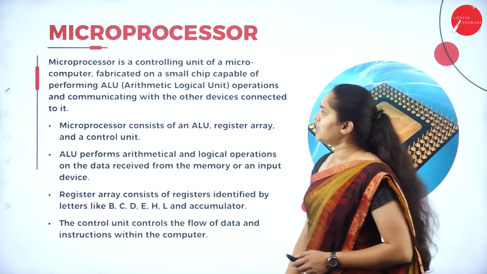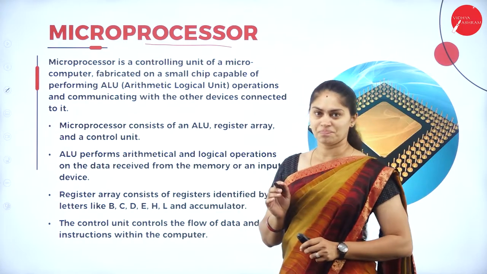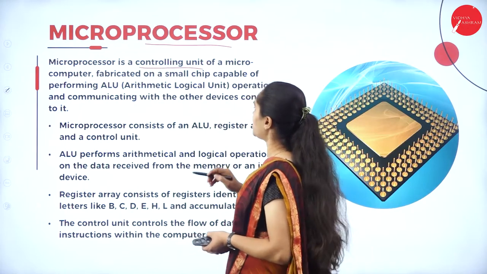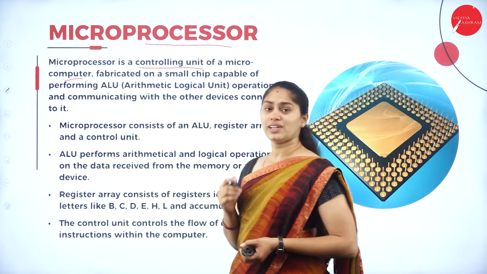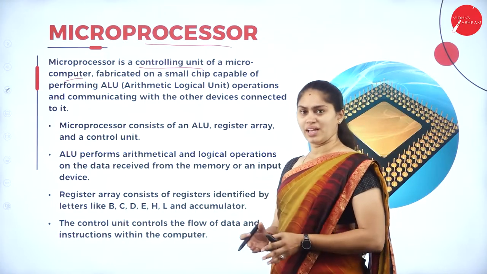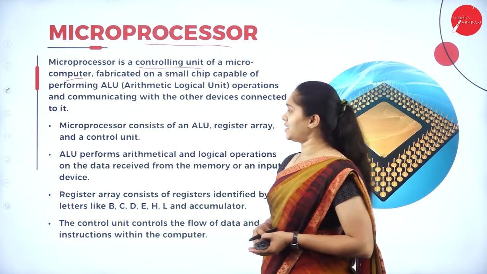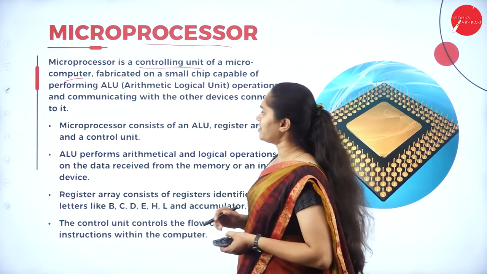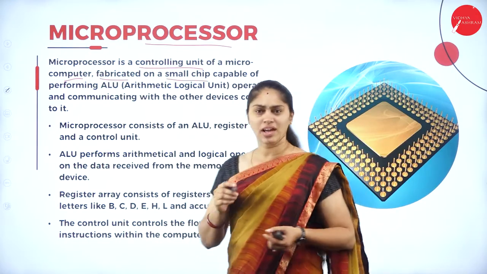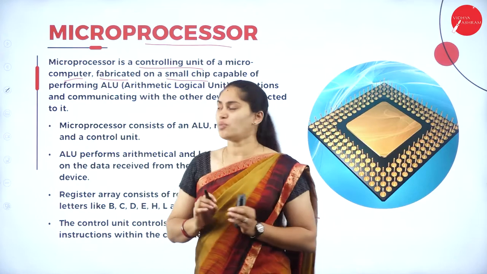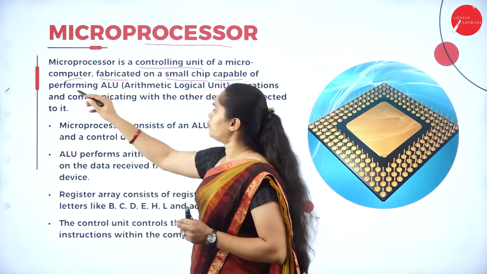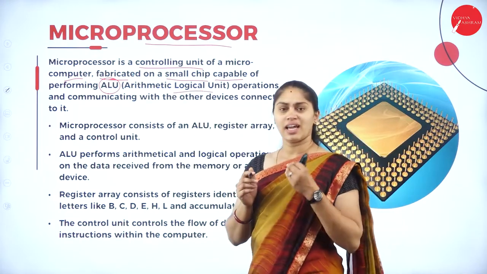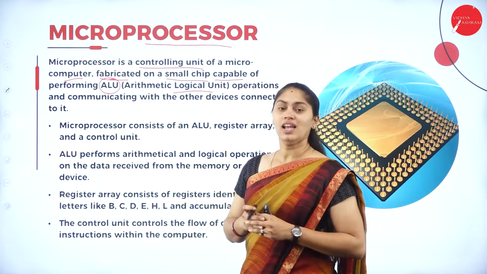Fine. Next we'll see what we mean by microprocessor. You can see the image of this microprocessor, and it's the controlling unit of a microcomputer. Already you know the classification of computers: micro, mini, and also we have the supercomputer, isn't it? So there, the microprocessor is the control unit in the microcomputer, which is fabricated on a small chip, and it is capable of performing ALU, that is arithmetic and logical unit operations. It is able to perform arithmetic and logical operations.